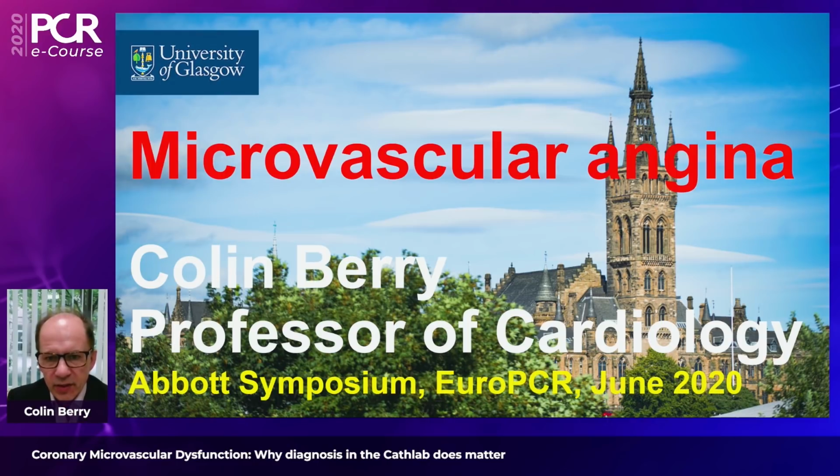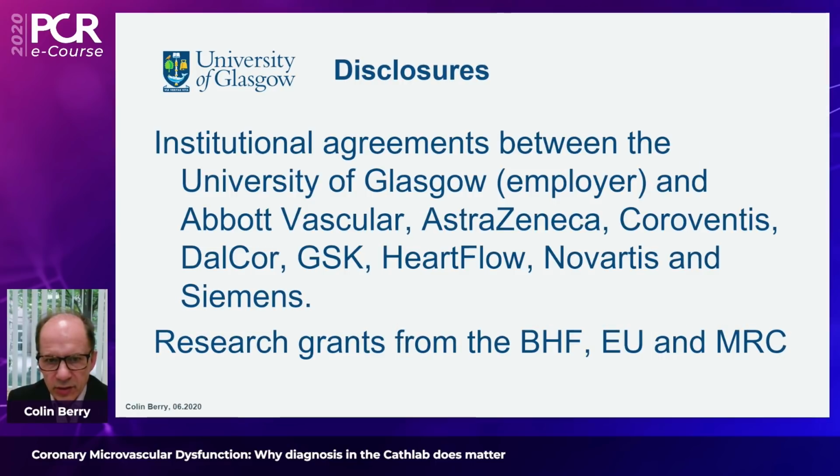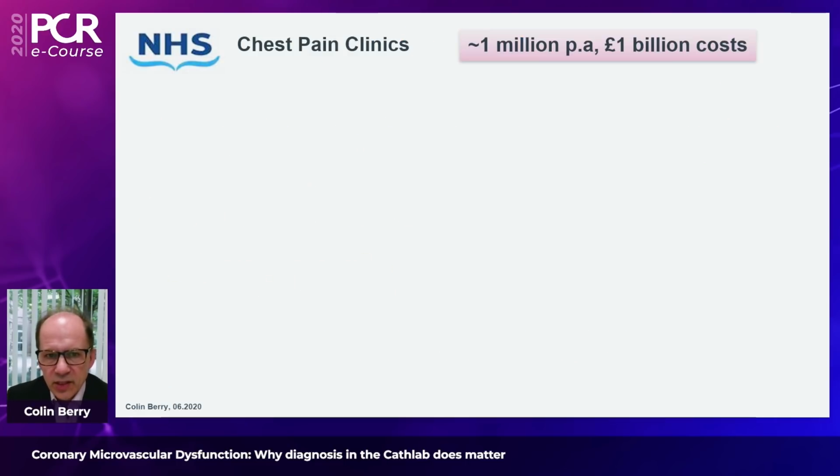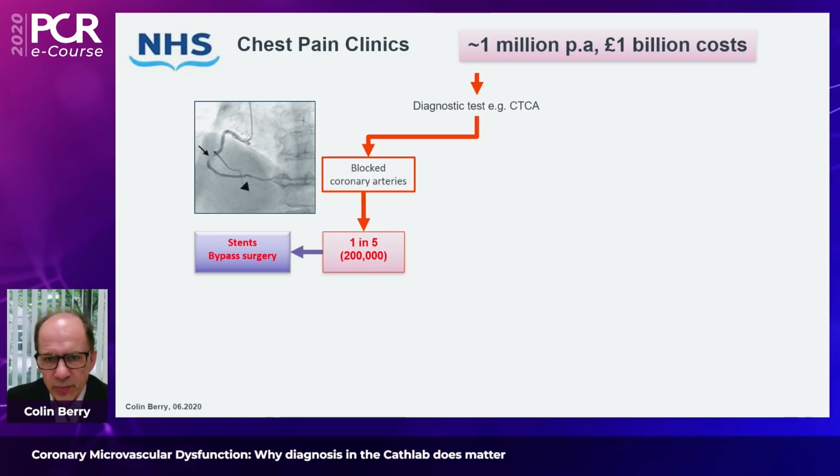Dr. De Bruyne, thank you for that introduction. Microvascular angina. These are my institutional disclosures. The objectives of this talk are to define microvascular angina, describe its prevalence, prognosis, and then finally to consider unanswered questions. Chest pain is a major public health problem. There are approximately 1 million attendances at chest pain clinics in the United Kingdom each year, with an overall cost burden for ischemic heart disease of approximately £1 billion annually.